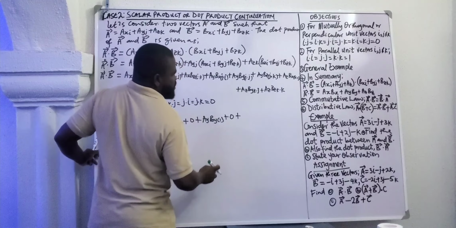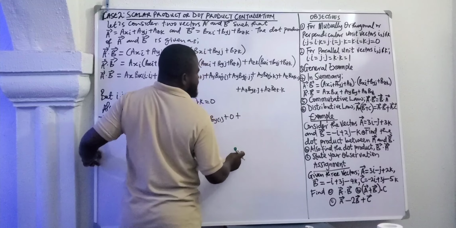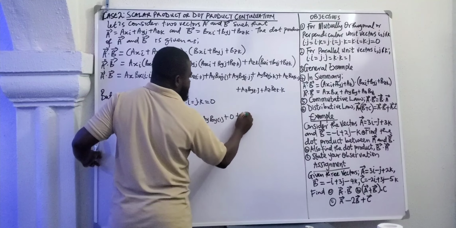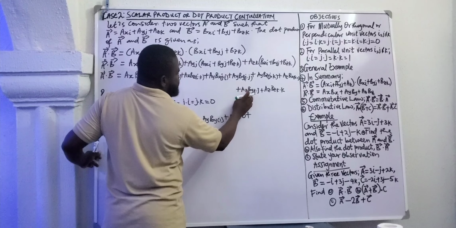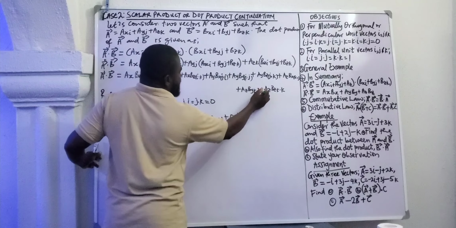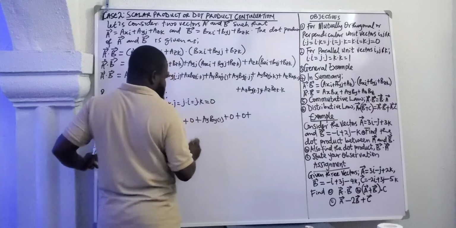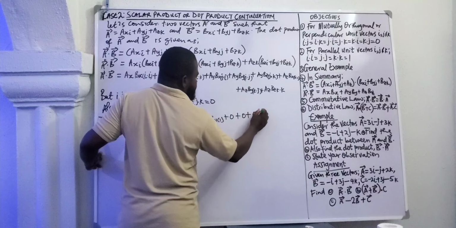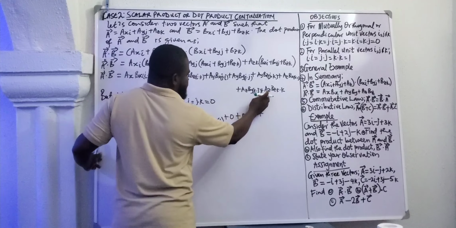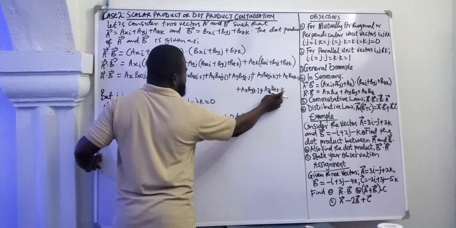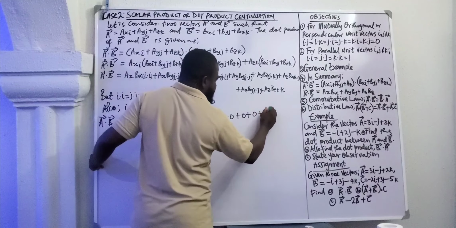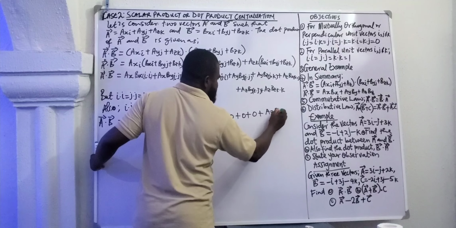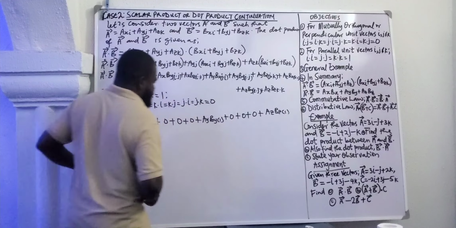AZBX K dot I. K dot I is what? It is 0. That component goes to 0. AX AZ BY K dot J is 0, so that component also goes to 0. And I have AZ BZ K dot K. K dot K is what? 1. So that component will remain. So I have AZ BZ multiplied by 1.